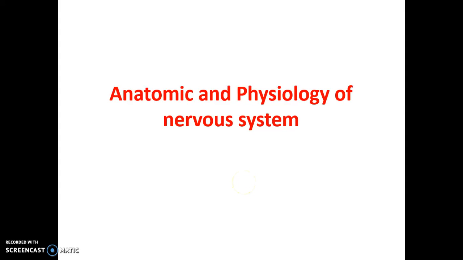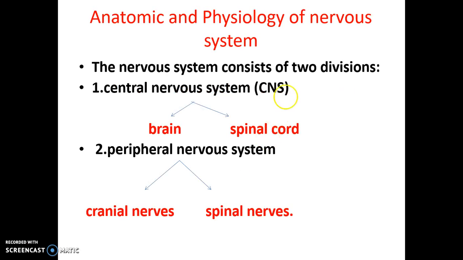Here we will discuss the anatomy and physiology of the nervous system. It is a vast topic, hence we will just review the important points regarding the nervous system. The nervous system consists of two divisions, the central nervous system and the peripheral nervous system.